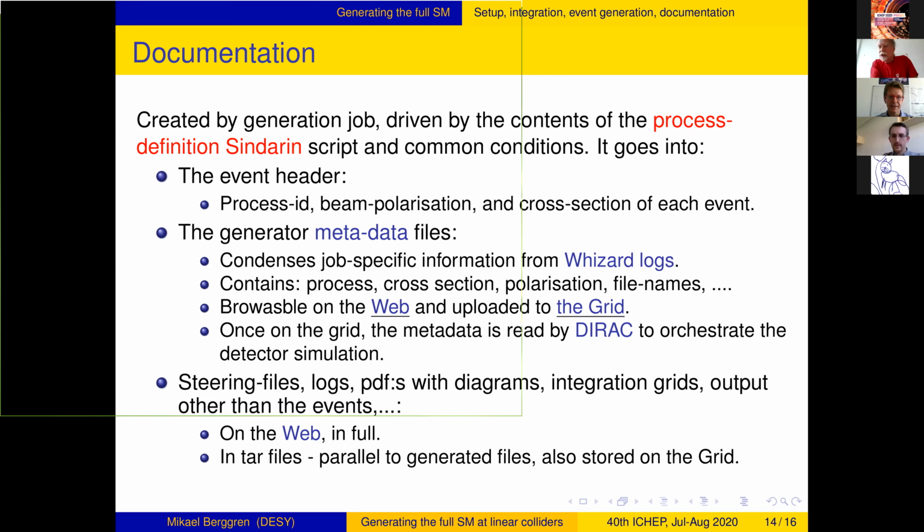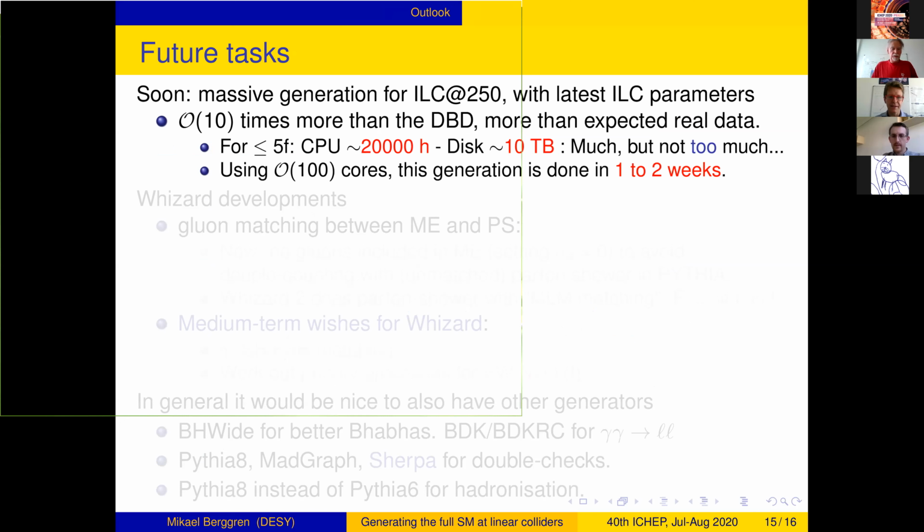Okay, so now for a short outlook. Soon we are planning to make a massive generation of the 250 GeV stage of the ILC with much bigger statistics than previously done. However, we still estimate that this can be done with the same model of running it on local batch farms. You see some numbers here in red.